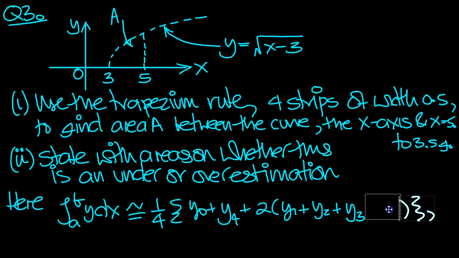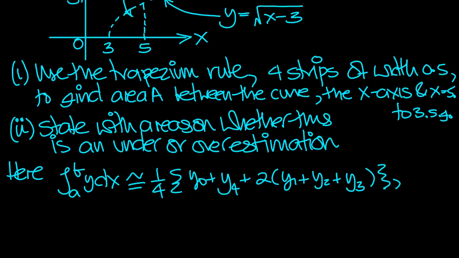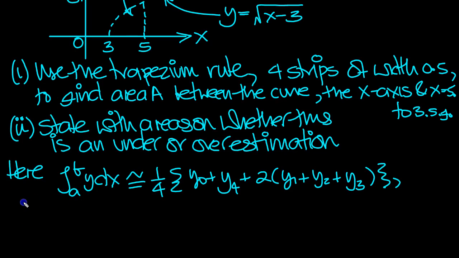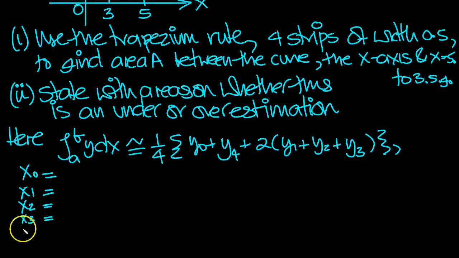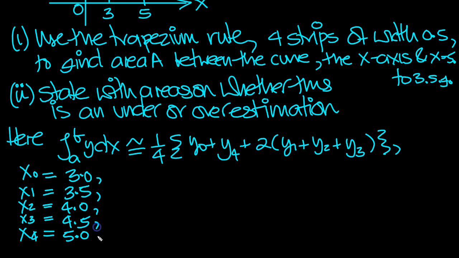So we just need these y ordinates. Let's put down the x ordinates first: x0, x1, x2 and x3. With 4 strips there are 5 ordinates, so we'll need one more, x4. We started at 3 and went up by 0.5, our strip width. So x0 is 3.0, then 3.5, 4, 4.5, and 5.0.